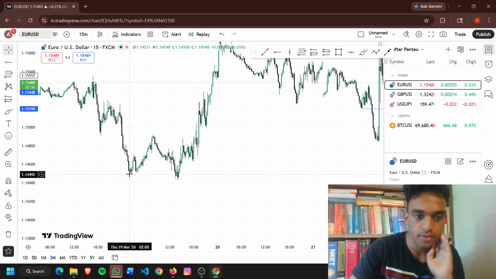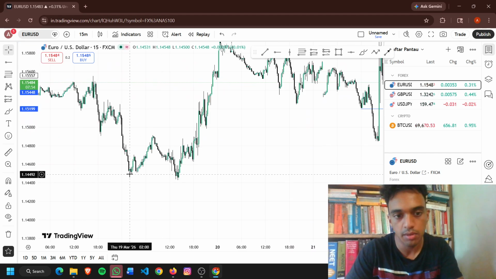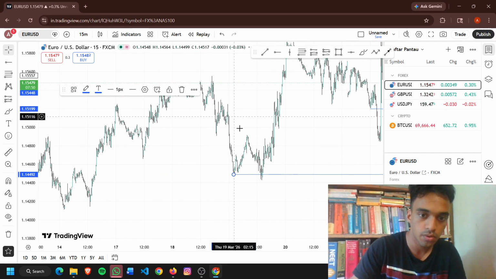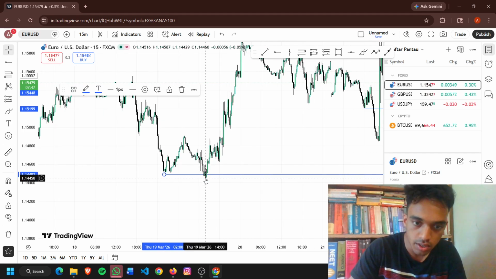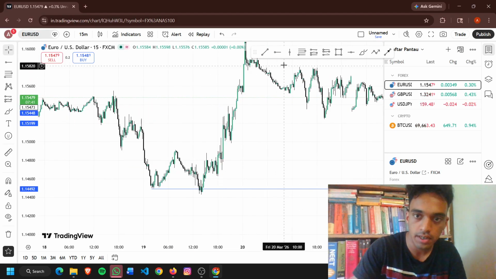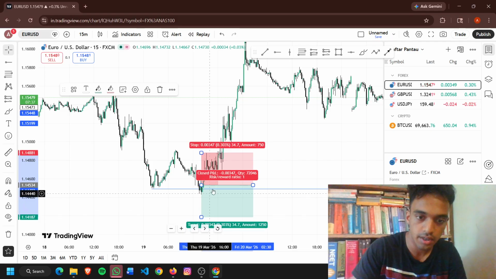See over here. This was a low, right? Example, next example. Isn't this a low? Yes, it is a low. What happened? It broke the structure, went up, targeting these highs. So you could have entered over here, if you guys were really good at entering.